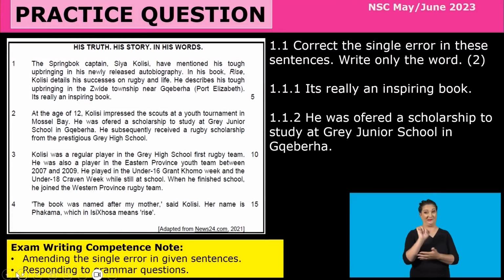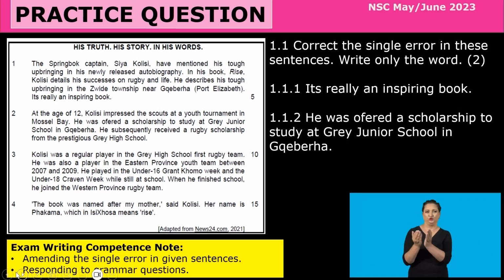The Springbok captain, Siya Kolisi, have mentioned his tough upbringing in his newly released autobiography. In his book, Rise, Kolisi details his successes on rugby and life. He describes his tough upbringing in Zwide Township near Gqeberha, Port Elizabeth. It's really an inspiring book. At the age of 12, Kolisi impressed the scouts at a youth tournament in Mossel Bay. He was offered a scholarship to study at Grey Junior College in Gqeberha. He subsequently received a rugby scholarship from the prestigious Grey High School.